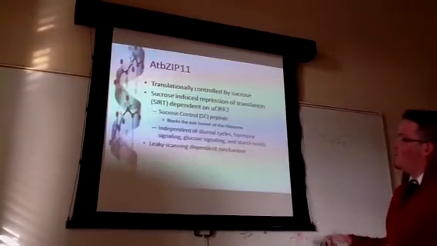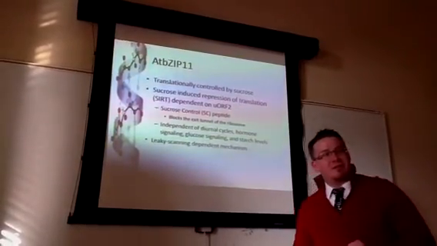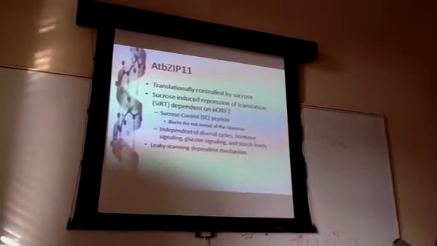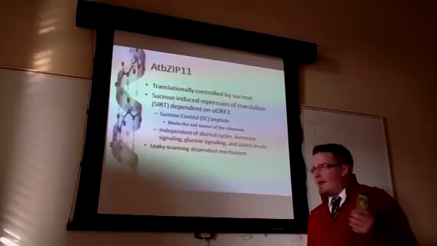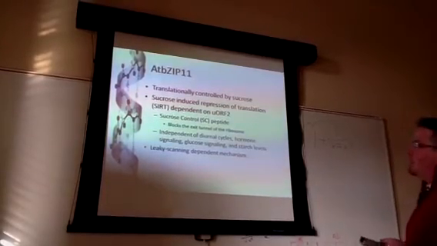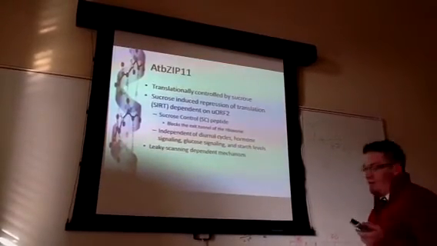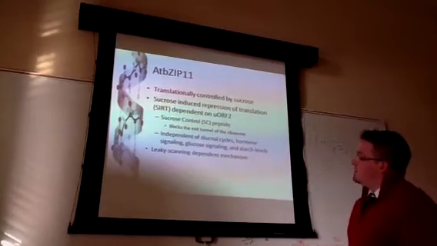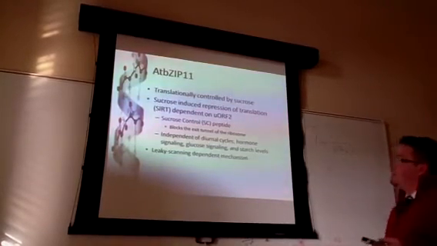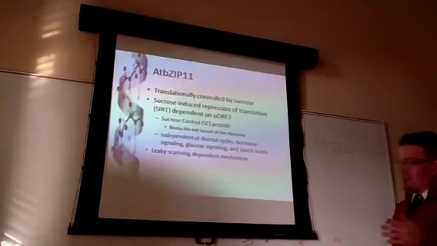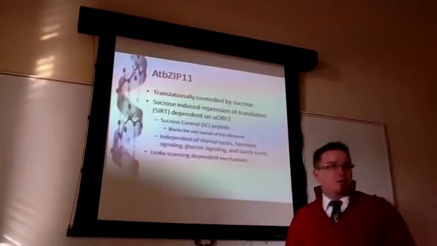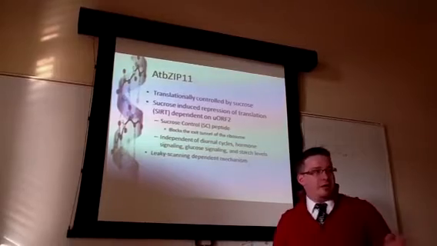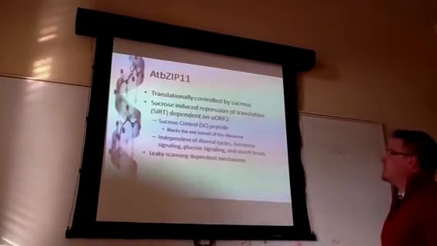There's tons and tons of literature on it, and I could finish the semester telling you about bZIPs, but I'm going to stick with AT-bZIP11 for an example today. This one was discovered in 2008, I think. And what was interesting to me about this particular bZIP is it's translationally controlled by sucrose. Now, the way this happens is in the bZIP mRNA, in the 5' UTR, there are 4 upstream open reading frames, or UORFs.